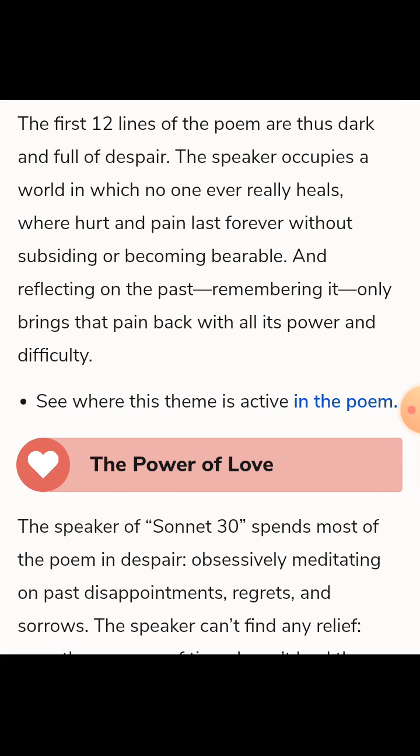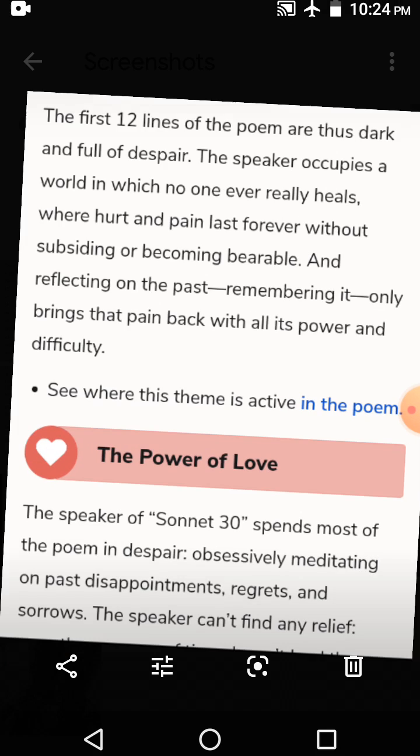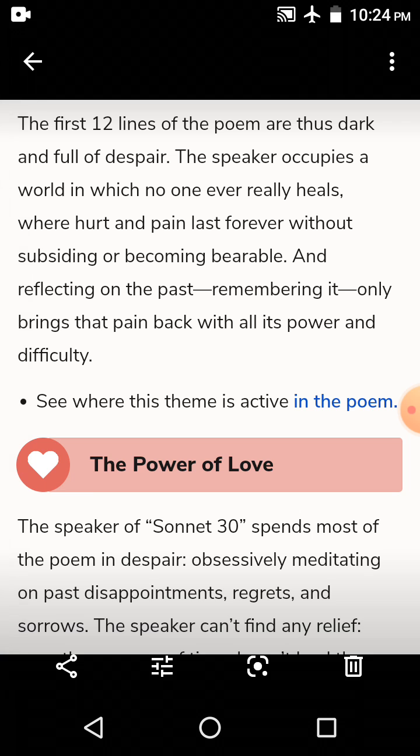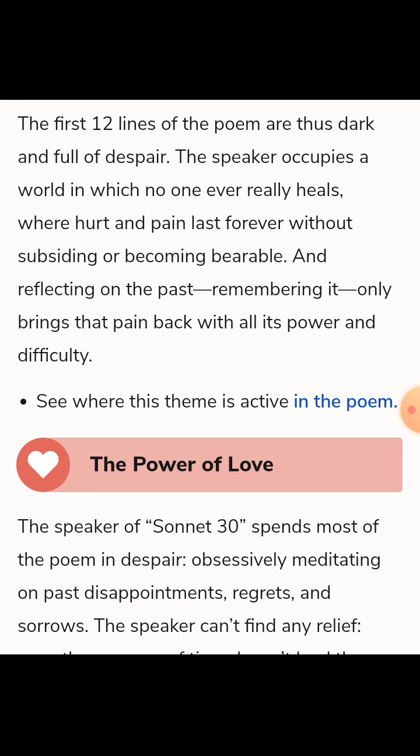The power of love. Now, your work is to see in the poem whether you find this theme there or not. Second, this poem shows the power of love. The speaker of Sonnet 30, William Shakespeare, spends most of the poem in despair. In this poem, we just see despair, obsessively meditating on past disappointment, regrets, and sorrows. So the speaker can't find any relief. He regrets, he weeps for his love, he weeps for the friends he had lost. So this poem shows the power of love.